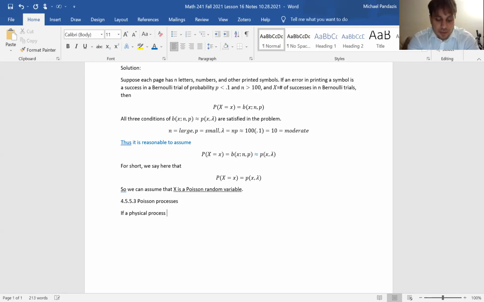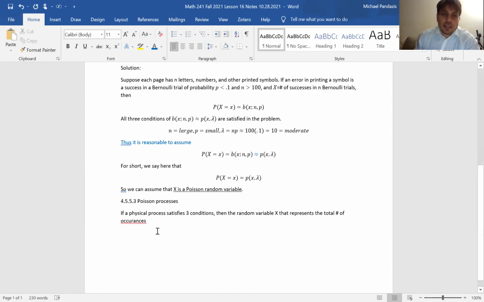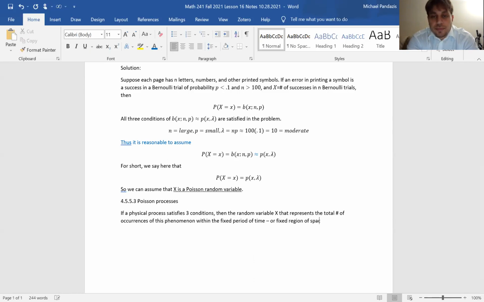Okay. So if a physical process satisfies 3 conditions, then the random variable capital X that represents the total number of occurrences of this phenomenon within the fixed period of time or fixed region of space is a Poisson random variable. Okay, so these are the 3 conditions.